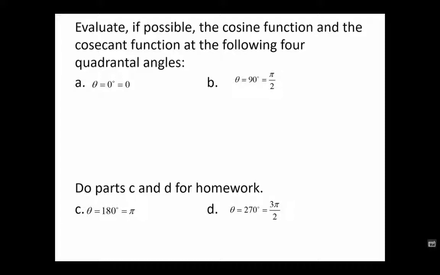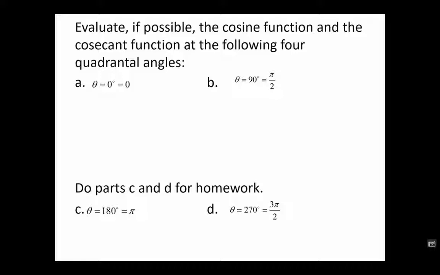All right, let's consider another example. In this example, we want to evaluate, if possible, the cosine function and the cosecant function at each of the following quadrantal angles. In other words, the terminal side of each of these angles lies on one of the axes, either the x-axis or the y-axis. So let's look at the first example. In this case, theta is 0 degrees.